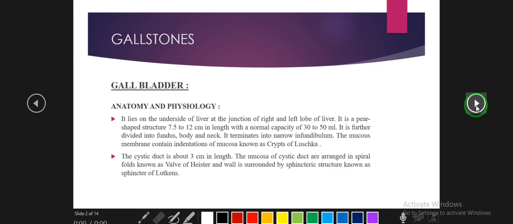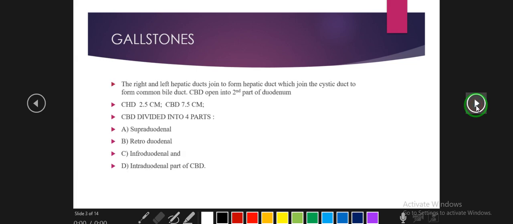The cystic duct is about 3 cm in length. Mucosa of the cystic duct are arranged in spiral folds known as valve of Lister, and wall is surrounded by sphincteric structure known as sphincter of Lütgens. The right and left hepatic ducts join to form the hepatic duct or common hepatic duct, which joins the cystic duct to form the common bile duct. The common bile duct opens into the second part of the duodenum.